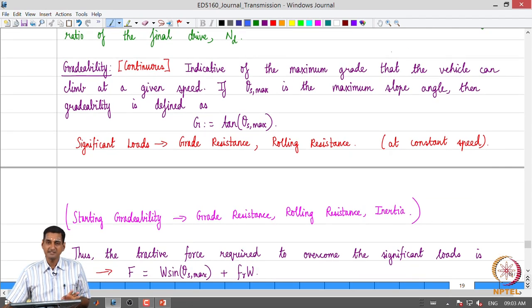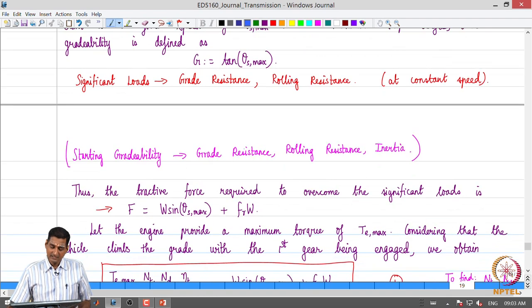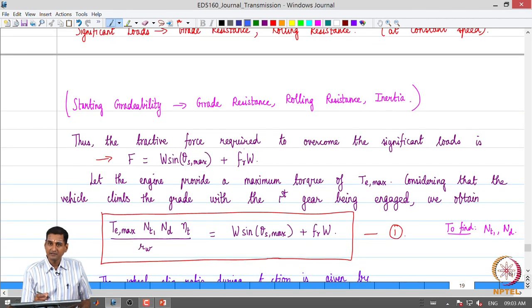Gradability is defined as tan theta max, where theta max is the angle of the steepest slope that the vehicle can climb or is expected to climb. When the vehicle is climbing on this slope, the significant resistance, or the load that the vehicle needs to overcome, is the grade resistance, W sin theta max. Since it is going at relatively lower speeds, we are neglecting aerodynamic drag; however, we can include rolling resistance. There is also something called starting gradability, where we expect the vehicle to just start from a slope, and then inertia also comes into play.